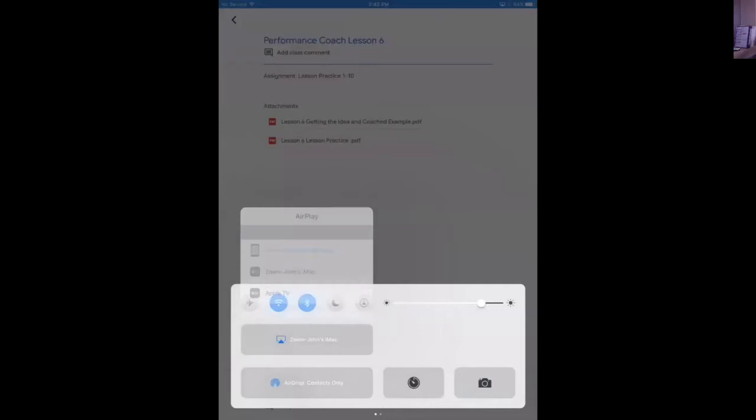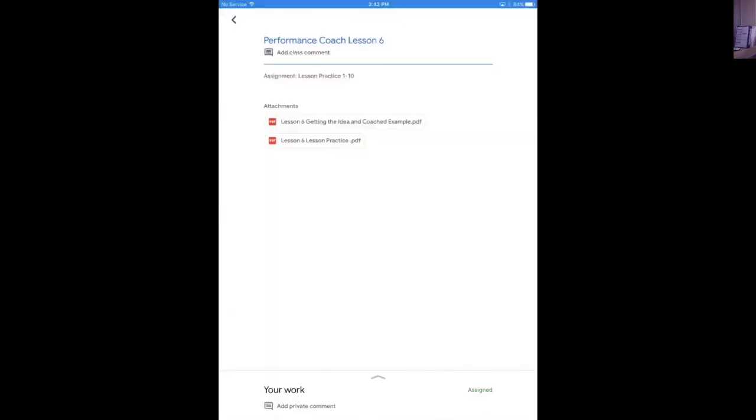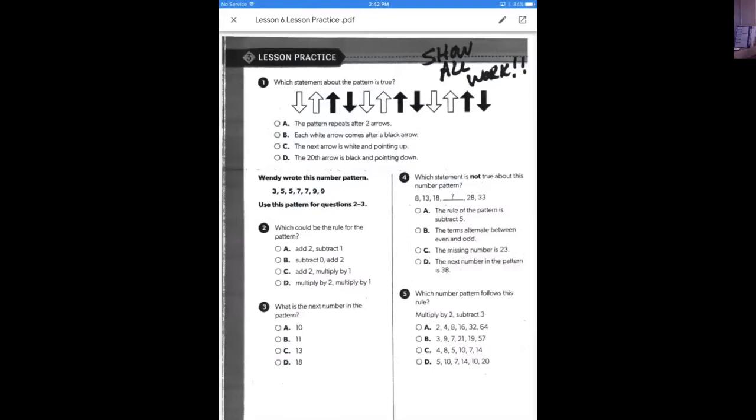Here is what you would be doing as far as practicing. This is the actual assignment itself. I'll bring this back up on the tablet. Lesson 6, lesson practice. We click on that. It gives us what we normally have in Performance Coach, what would be in our binder, which is the lesson practice. I did a much better job of scanning this than the other one, and it looks pretty legit.